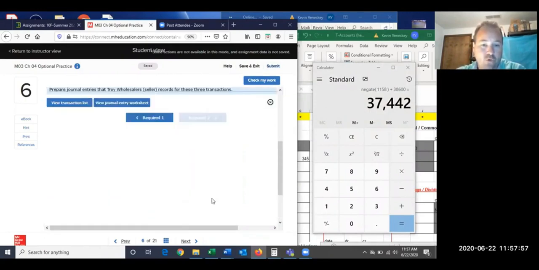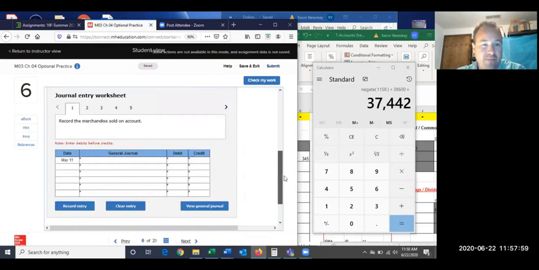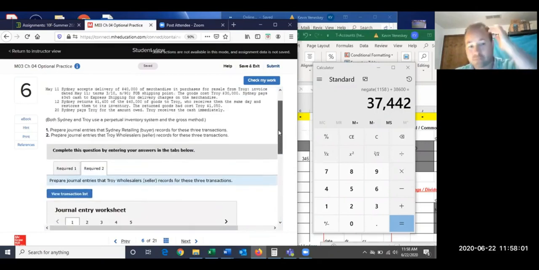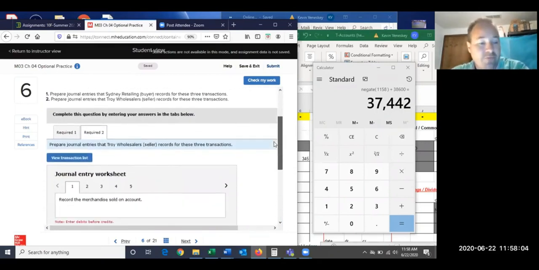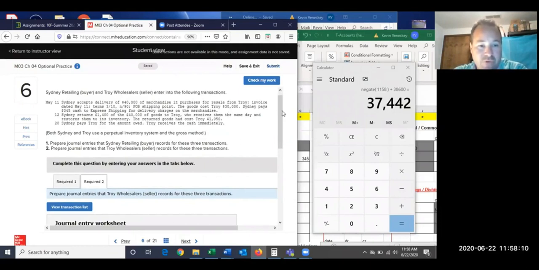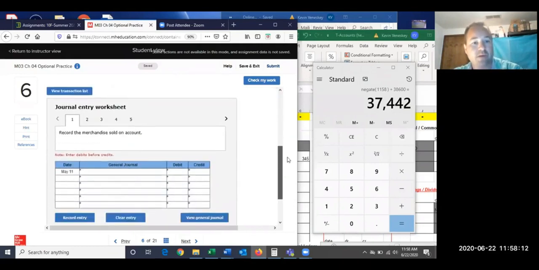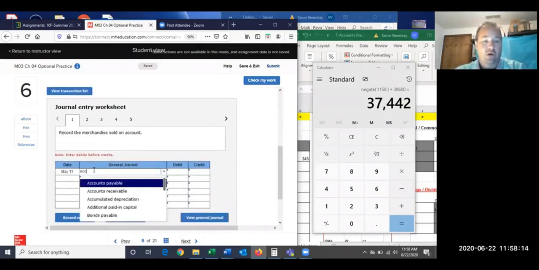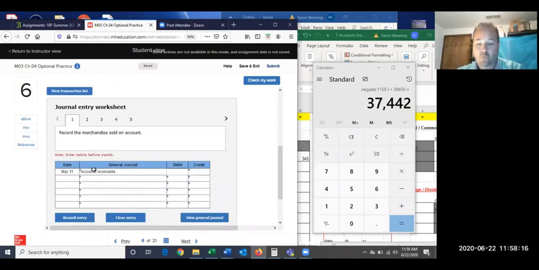Now we go to Troy and we do the same thing. It says for the first one, record the merchandise sold on account. So we go back up here. Remember, it was 40 grand and then it cost us 30. Okay, so our customer owes me 40 grand because we had our sales.